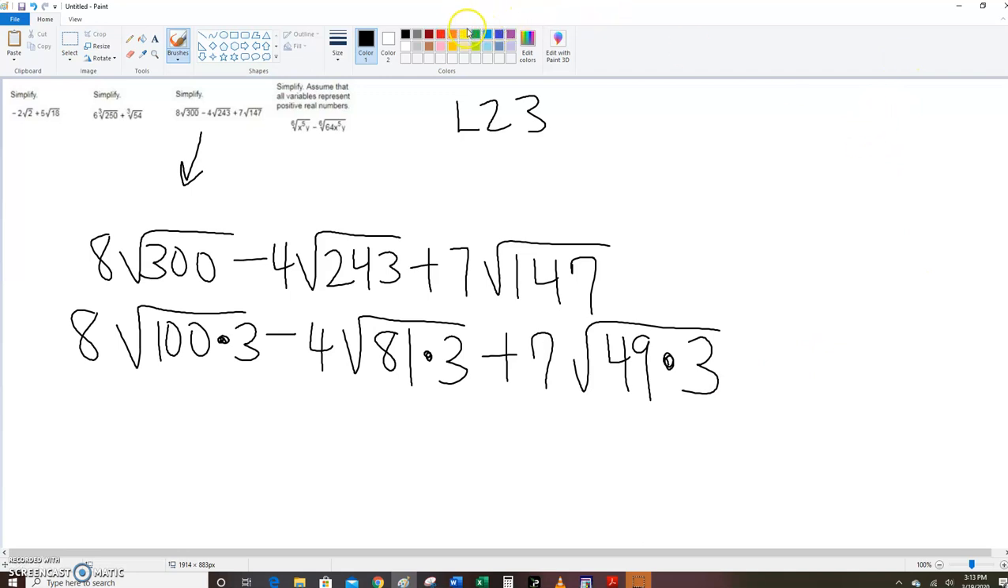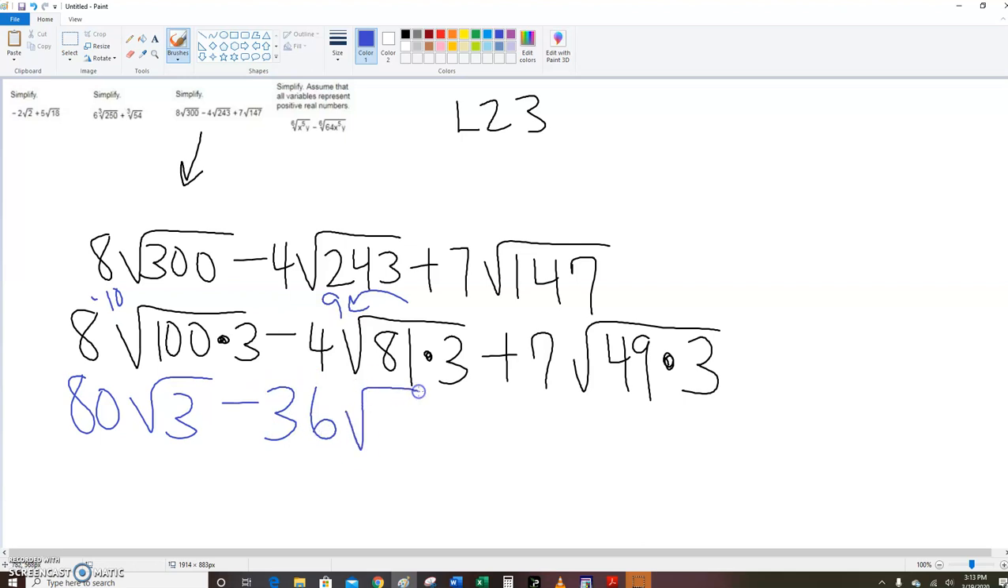The square root of 100, we know that is 10. So 8 times 10 is 80 square root of 3. Square root of 81 is 9. Times negative 4 is negative 36 square root of 3. And square root of 49 is 7. Times 7 is 49 on the square root of 3.